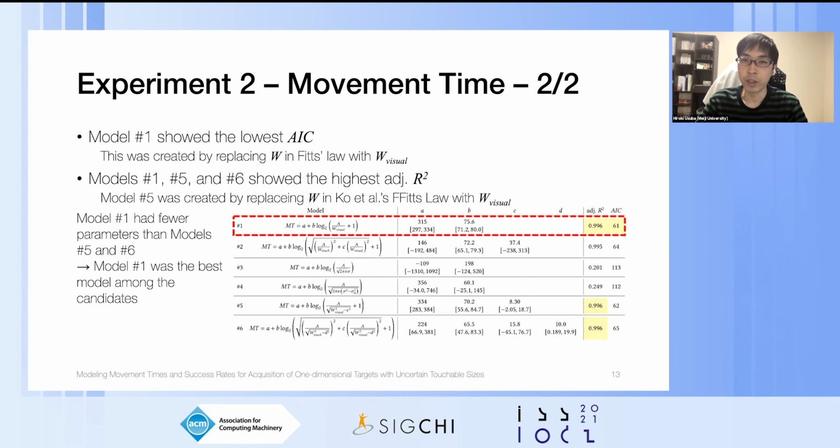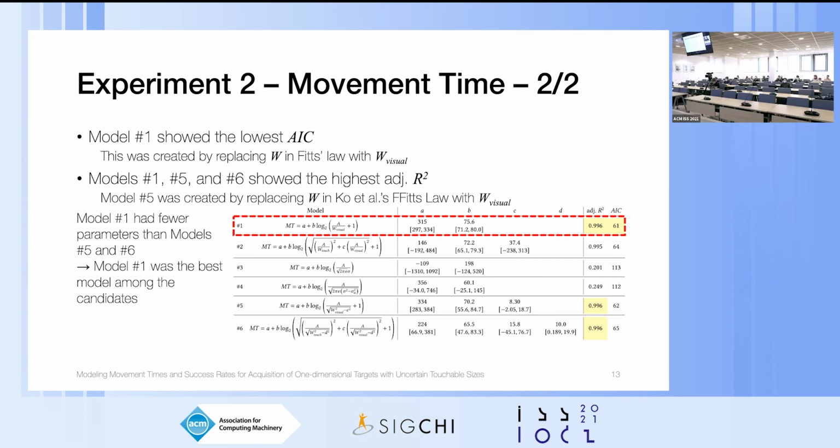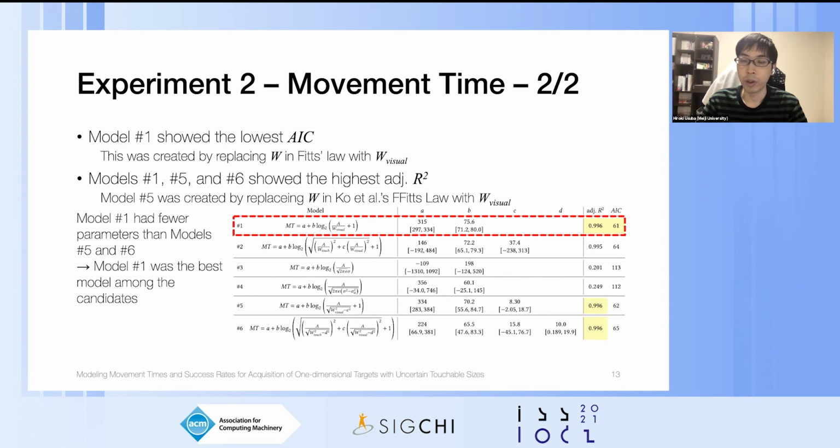Model 1, which is created by replacing W in Fitts' law with the visual width, shows the lowest AIC. Models 1, 5, and 6 show the highest adjusted R-squared. Model 5 was created by replacing W in Welford's Fitts' law with the visual width. Model 1 had fewer parameters than models 5 and 6. So, Model 1 was the best model among the candidates.